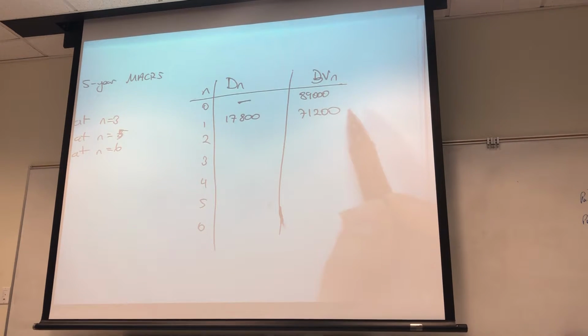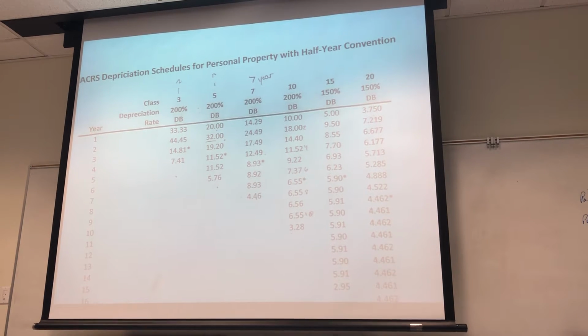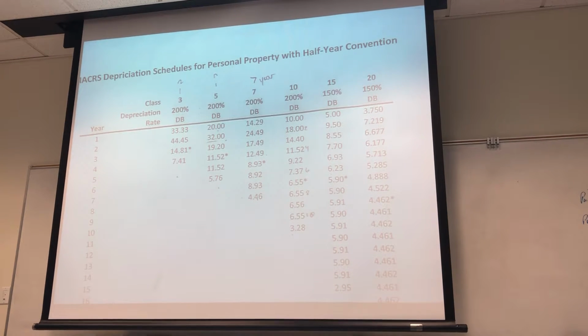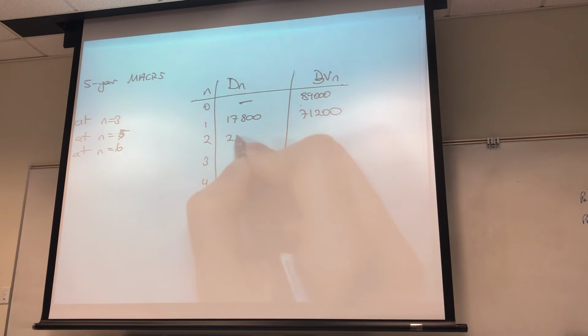Okay. Cool. Right. So now we're going to do 0.32 times 89,000, which is 28,480, and then we're going to deduct that from 71,200, which gives 42,720, right? Okay. We have a salvage option at year 3. We have a salvage option at year 3.